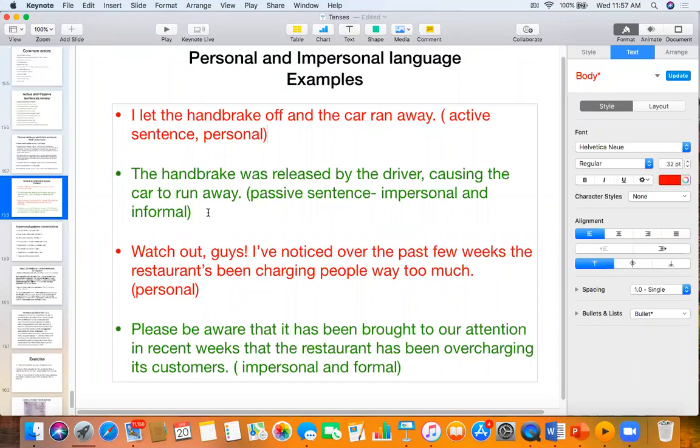I let the handbrake off and the car ran away. How is it different? Don't explain to me the structure there.